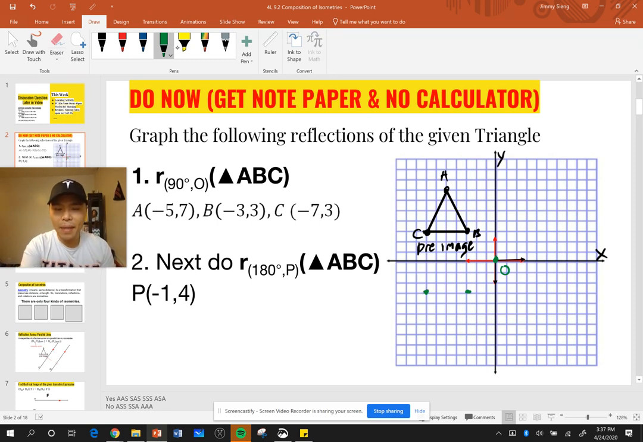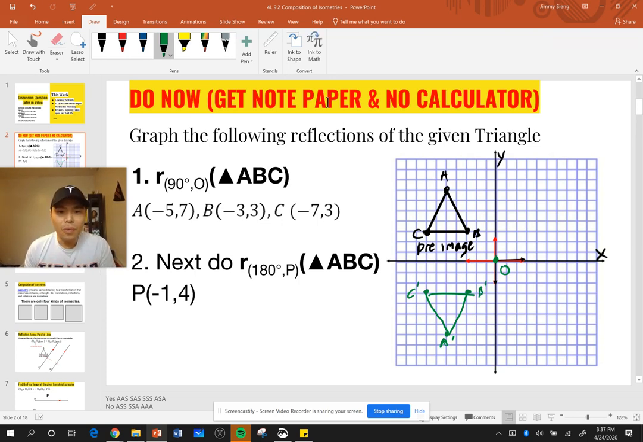Remember, I'm looking at where that center point is. Same thing with A. We're up above 7 and then we're away 5, it looks like. So up above 7 and away 5. Sweet. So that's going to be my first rotation, okay?